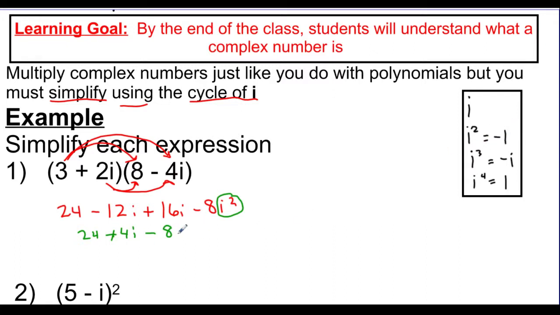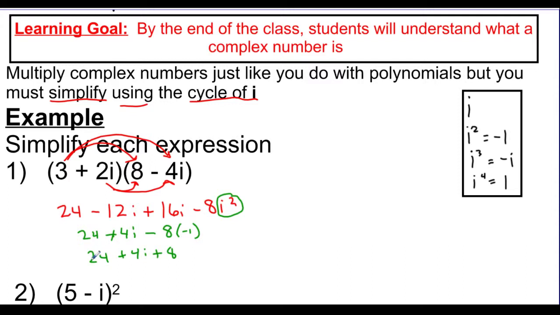Because remember, i actually means something. It's not just a letter. It's not a variable or placeholder. It means the square root of -1. And when I square that, I just get a good old -1 in that spot, right? So i squared by our cycle of i is -1. So that means I have to simplify a little bit more. This expression right here is really 24 plus 4i. I'll bring that down. This is really plus 8, right? -8 times -1 is plus 8.